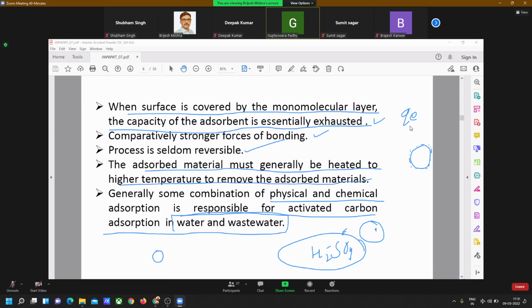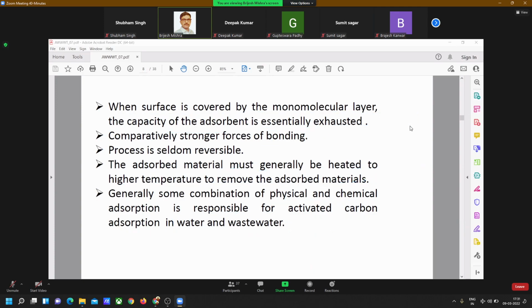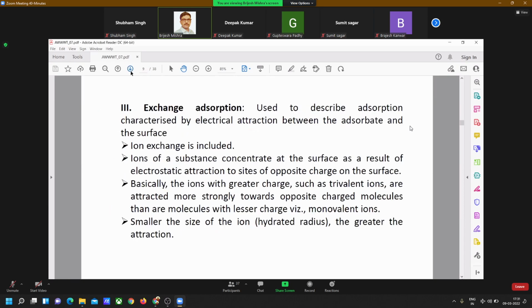If you soak activated carbon in H2SO4, then what is going to happen on the surface, chemically or physically? Oxidative functionality is going to increase or not? Naturally, yes. Because H2SO4 has sulfur, and because of that, a chemical reaction is going to occur. Exchange adsorption.